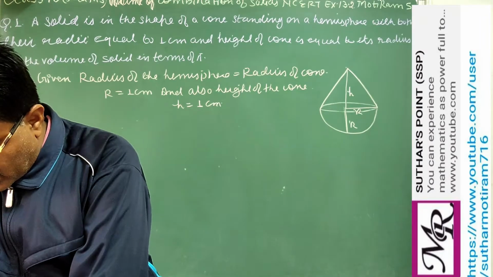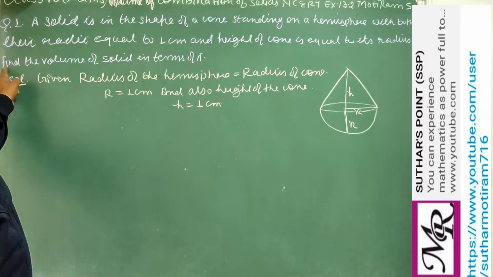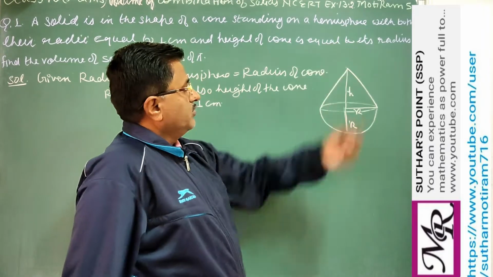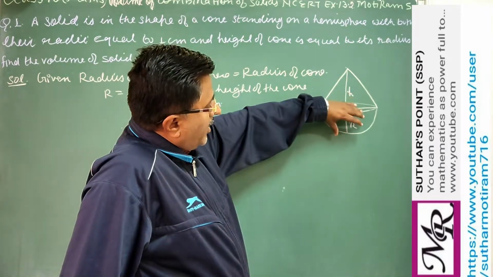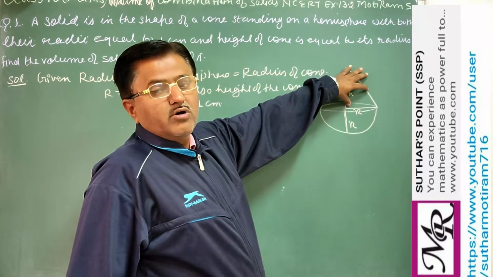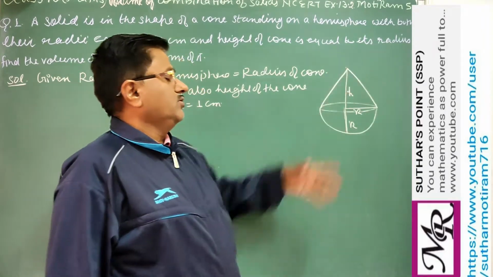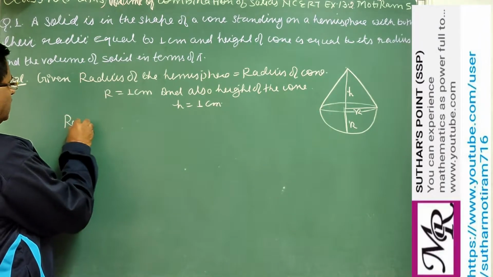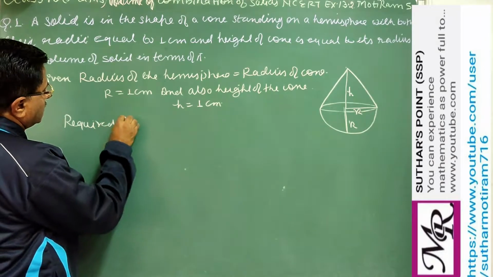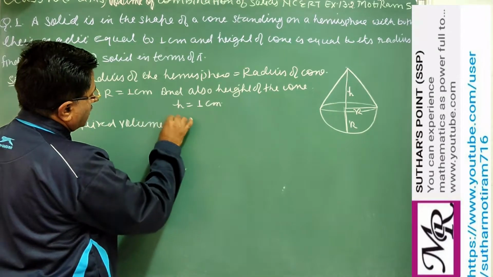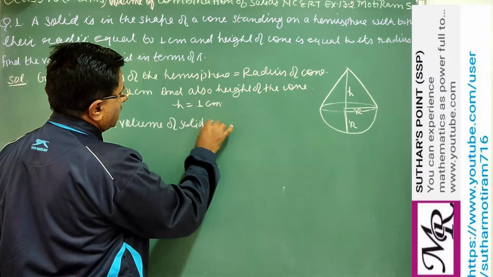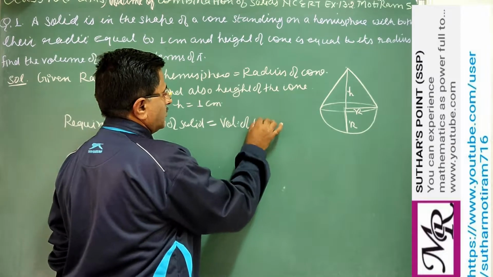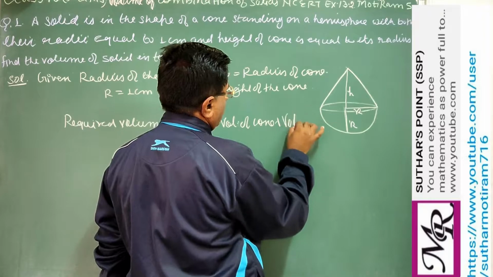These dimensions are given. Now the problem says we have to find the volume. So to find the volume of the solid, we have to find the volume of the hemisphere plus volume of the cone. So this is very easy. You only have to find the volumes separately and add the results. So we can say required volume of solid equal to volume of cone plus volume of hemisphere.